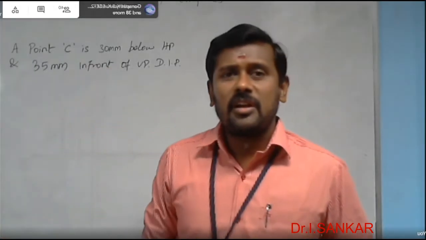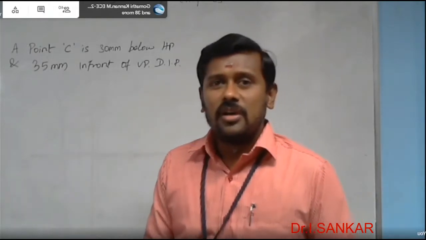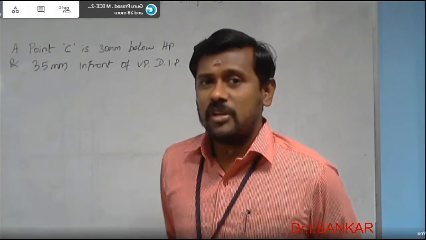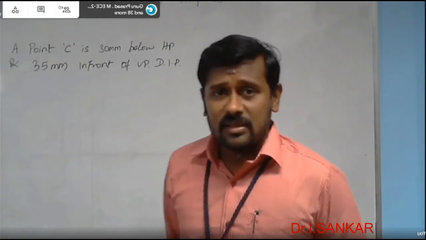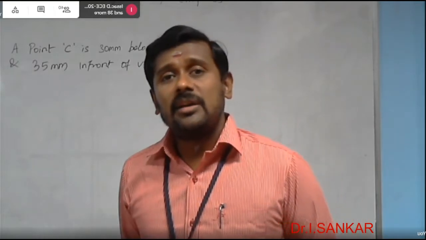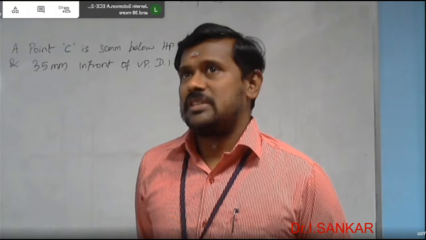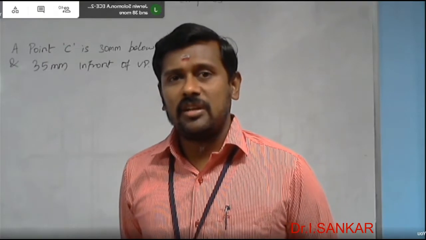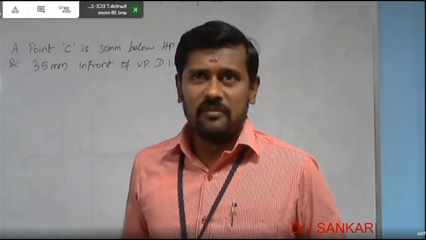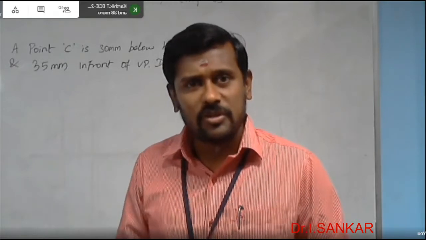Any prediction regarding the location of the point? I just wrote a question on the board. For your convenience, I am reading it out. A point C is 30 mm below the horizontal plane and 35 mm in front of the vertical plane. So from this statement, any prediction regarding the location of the point, in which quadrant the point is actually placed now? First, second, third or fourth?